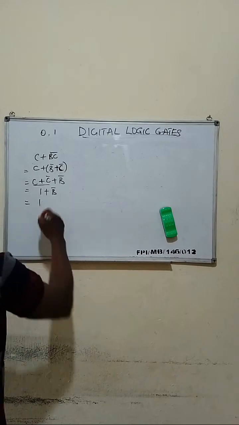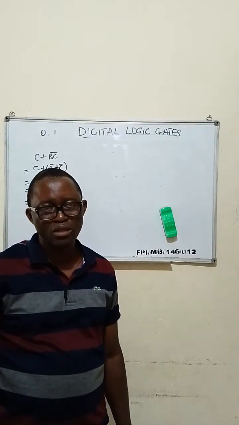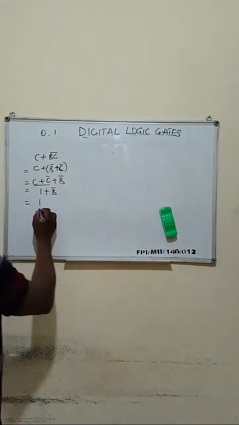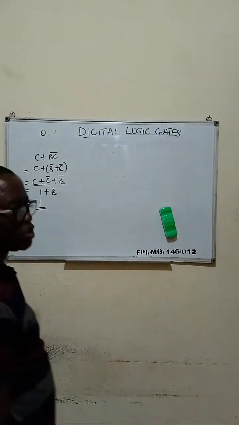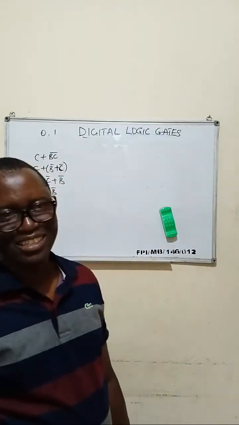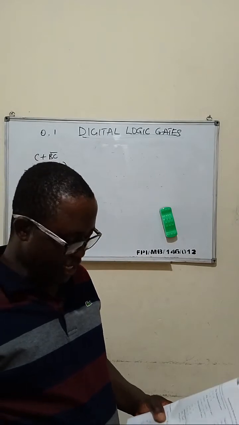Mark you, 1 plus 1 in logic state is not 2, it is 1. That 1 means high, and low. So 1 plus 1 is always 1 in logic states. I think you get that. Okay. Alright. So that is the first example that we take.